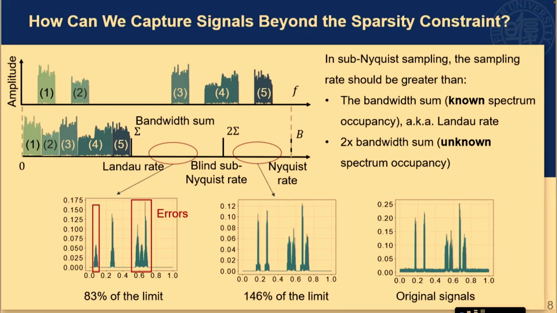When the sampling rate drops below twice the lambda rate, signals can't be recovered correctly, as you can see from these arrows at the bottom left, where some signals are missing and some unexpected signals appear. This shows the limit of existing approaches and why we need new thinking to go beyond it.